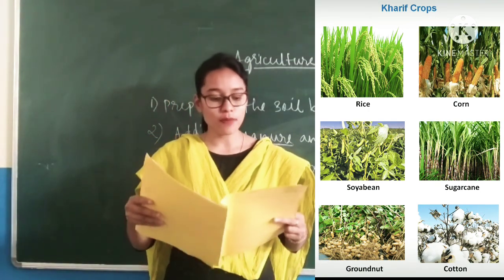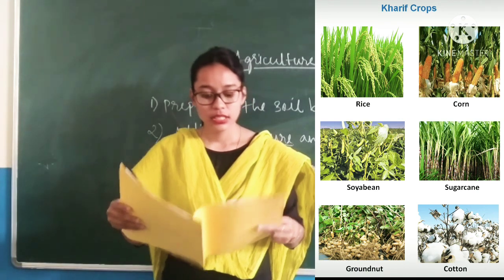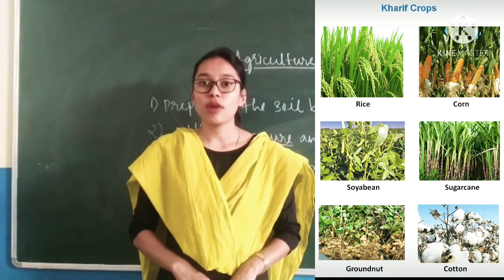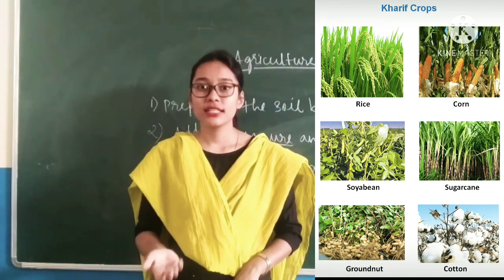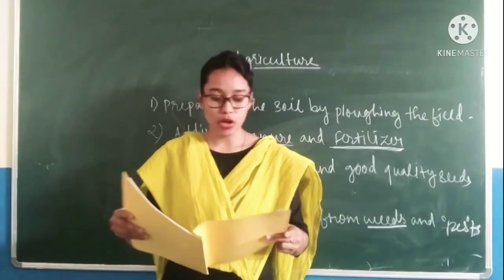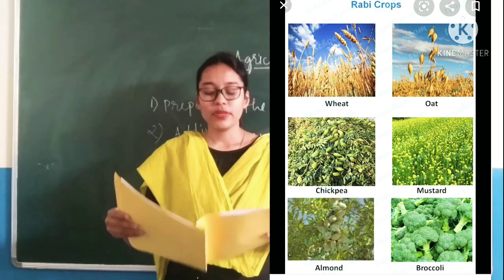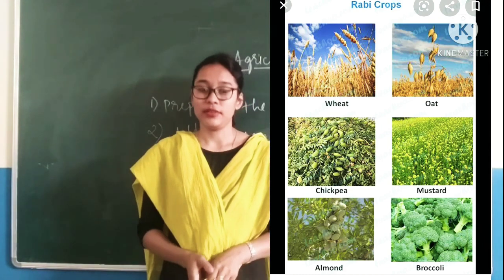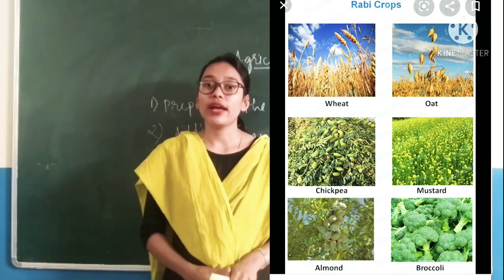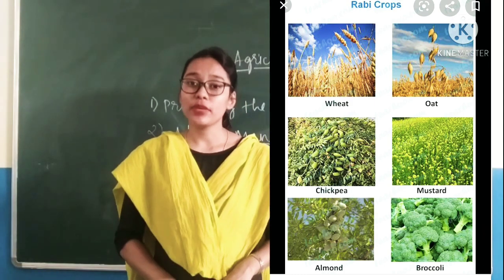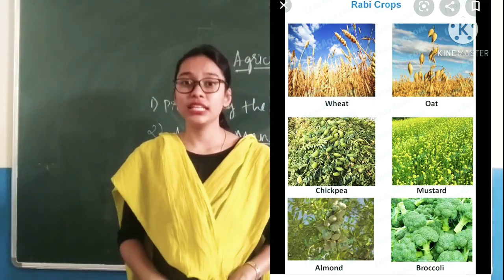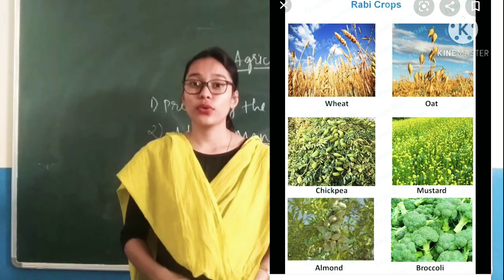Some of these crops are paddy and maize. Now Rabi crops. Rabi crops are grown in winter from November and harvested in April because they don't require much water. Examples of Rabi crops are cauliflower, bean, peas. These usually grow in the winter season.